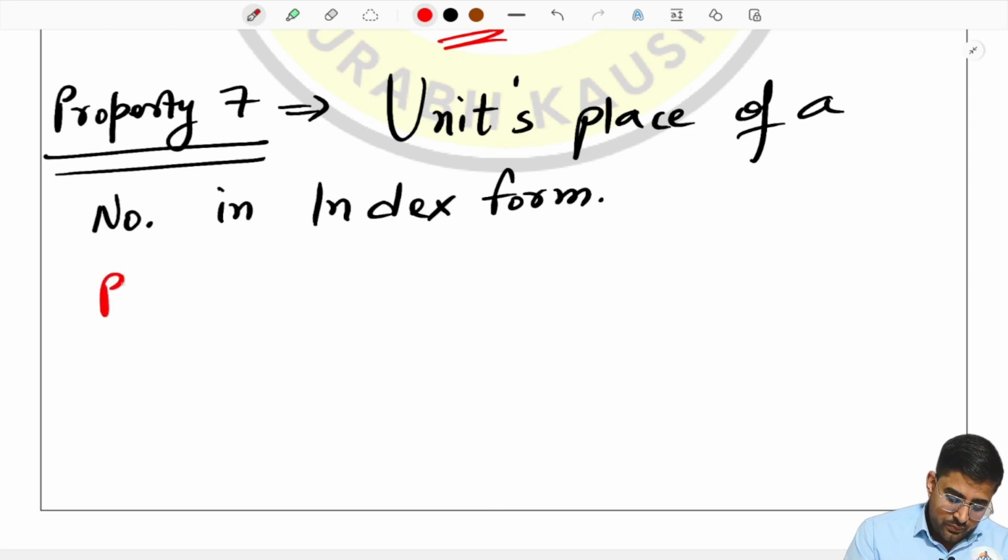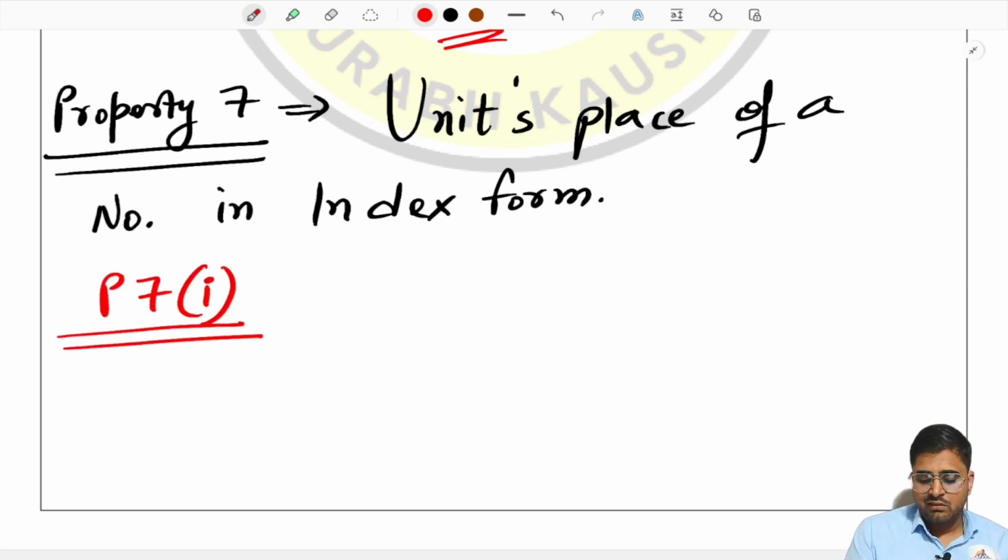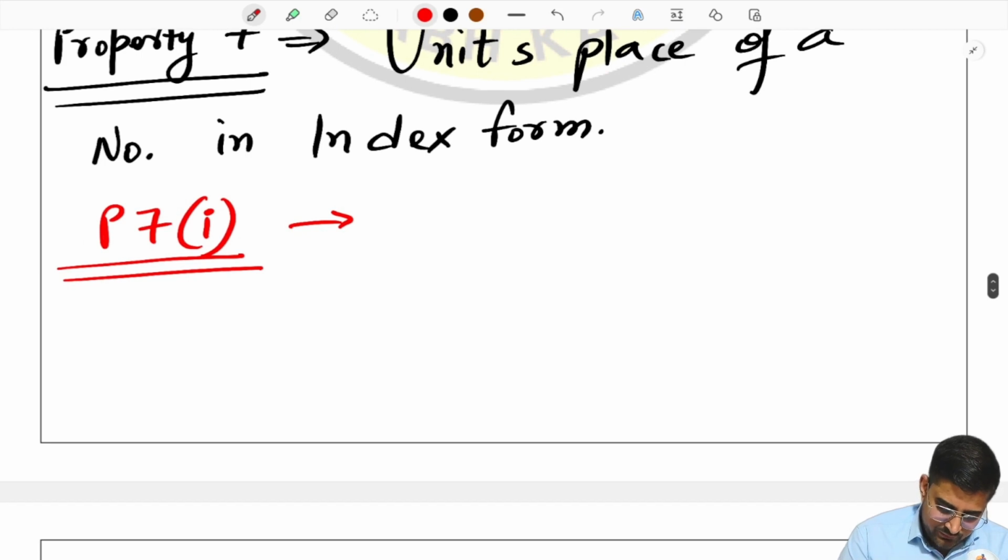So property number 7, clause I, article 244 clause A. There's a property number 7 clause I. It's a big property, please. What it says, let me write first, then I will explain word to word.